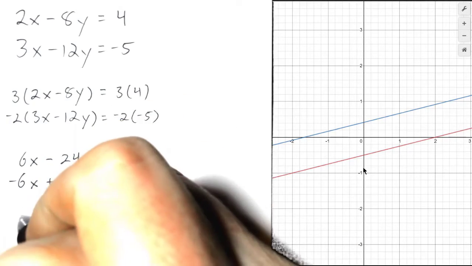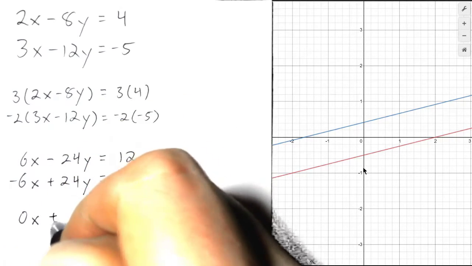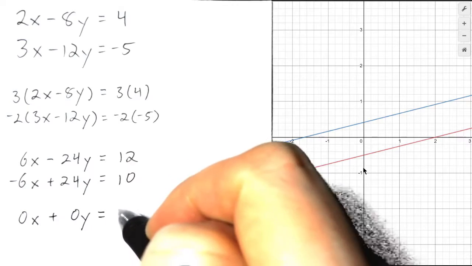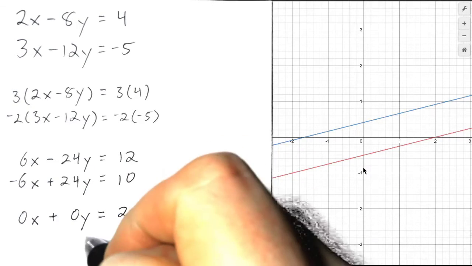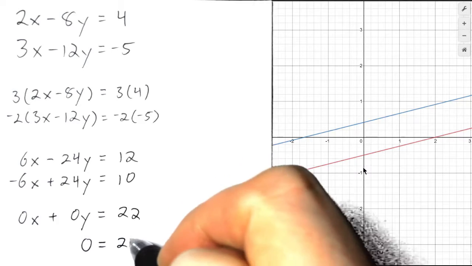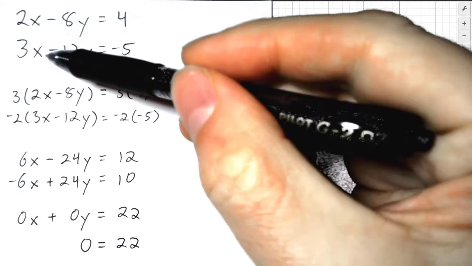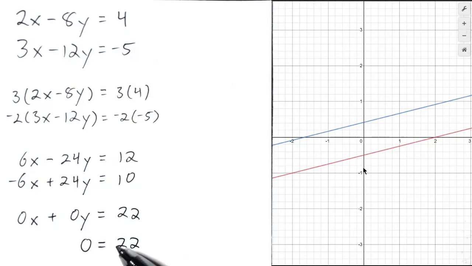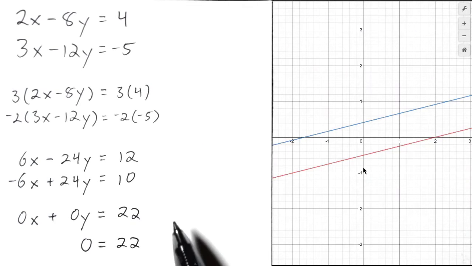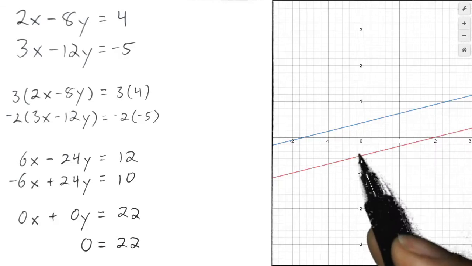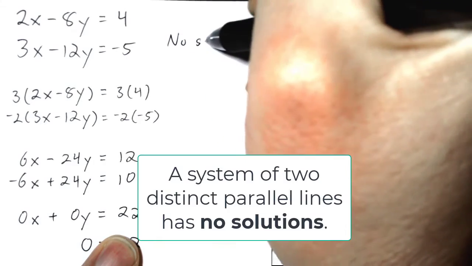Let's add them together. What do I get? I get 0x plus 0y equals 22. When I simplify this, I get 0 equals 22. What this is telling me is that if there were a solution, x, y, to both equations, then 0 would equal 22. Well, we know that's impossible. 0 does not equal 22. Therefore, there cannot be a solution to both equations. So that tells us that these lines were in fact parallel, and so the answer is no solutions.